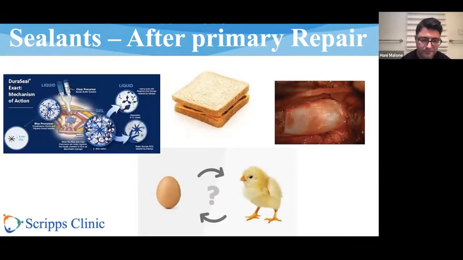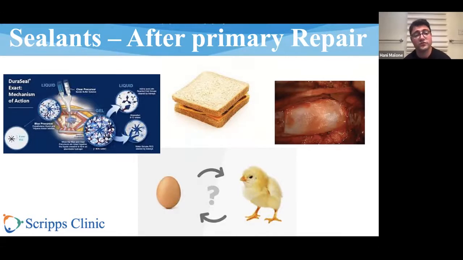But at least in my hands, and this is, again, not evidence-based, I like to put a little bit of sealant or Duraseal on the repair site, and then I'll put a patch over it, Duragen, and then I'll put sealant over the patch, kind of like a sandwich. And whether one is better than the other, I can't say for sure.